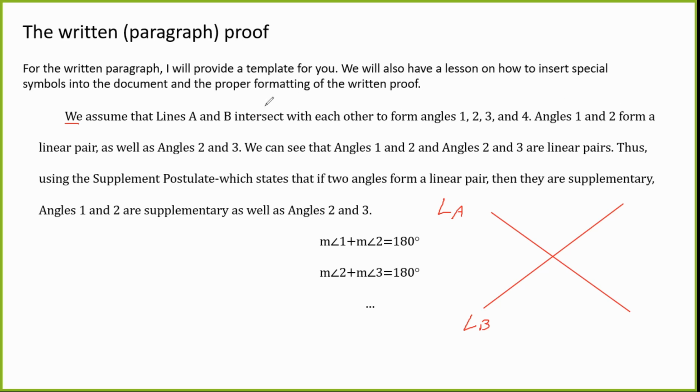Angles 1 and 2 form a linear pair. So I know that they have to be a linear pair, as well as angles 2 and 3. And we can see that angles 1 and 2 and angles 2 and 3 are linear pairs. Thus we have, using the supplement postulate, which states that if two angles form a linear pair, then they are supplementary, angles 1 and 2 are supplementary, as well as angles 2 and 3. This is a very beginner's proof, right? It's just saying that we are going to use linear pairs.